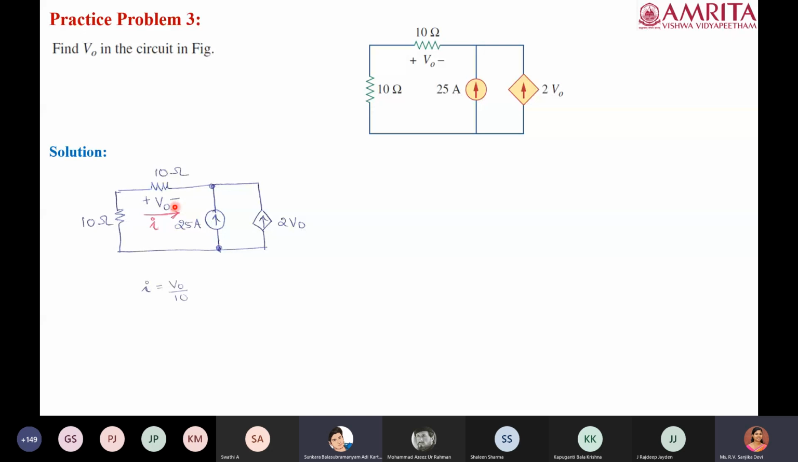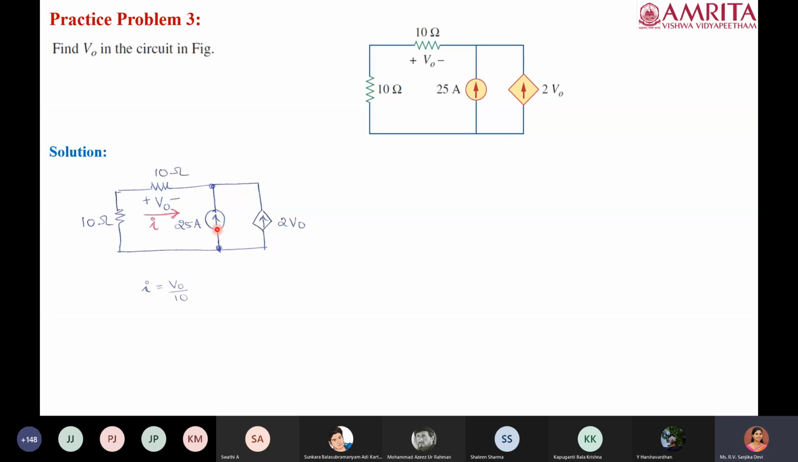Excuse me, ma'am. You should find KCL at A, right? Node A. Yes, on the top node. Ma'am, I is coming from the right side to the left, because the source is on the right side. See, again, I'm telling you, when we are assuming a current direction, we need not take into consideration the current sources or the voltage sources which are already present.